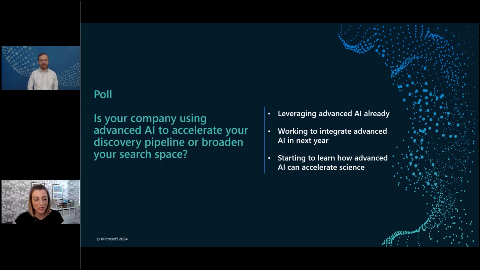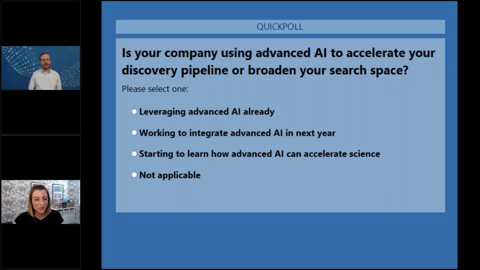Okay, let's see if we can bring this one up on screen. Brilliant. Okay, so is your company using advanced AI to accelerate your discovery pipeline or broaden your search space? So you've got 4 options here. Leveraging advanced AI already. You might be working to integrate advanced AI in the next year, or you might be starting to learn how advanced AI can accelerate science, or maybe it's not applicable at the moment.